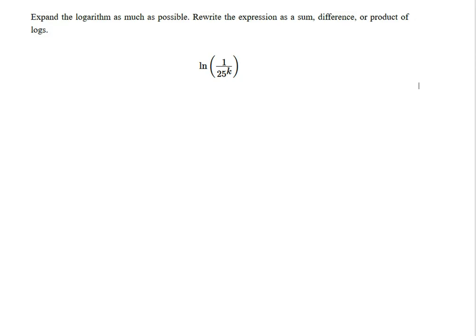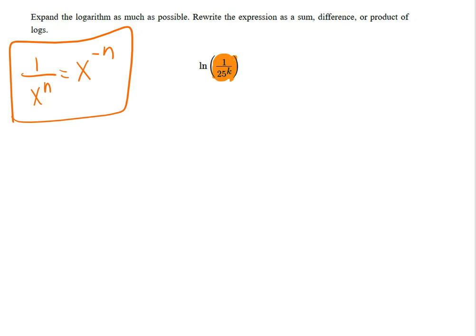Let's see. See how you've got this 1 over 25 raised to the k? I'm actually going to use the exponent rule that says if you have 1 over x to the n power, that will equal x to the negative n power. And I'm going to change this to the natural log of 25 to the negative k power.